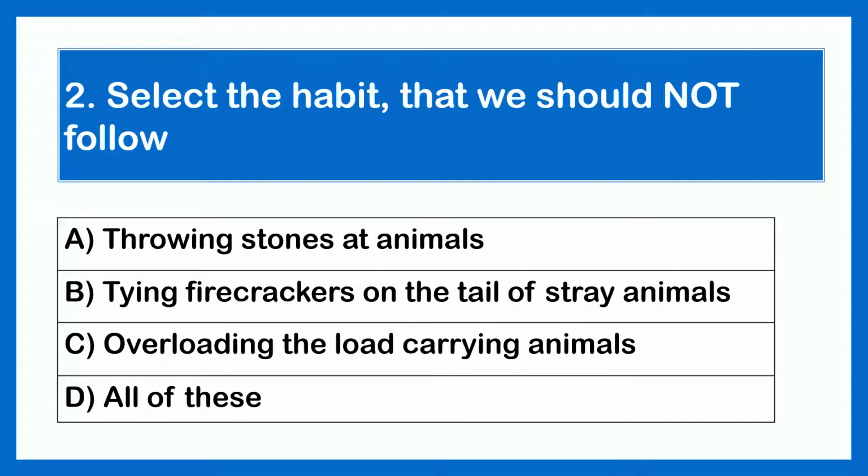Select the habit that we should not follow. Option A, throwing stones at animals. Option B, tying firecrackers on the tail of stray animals. Option C, overloading the load carrying animals. Option D, all of these. The answer is all of these.